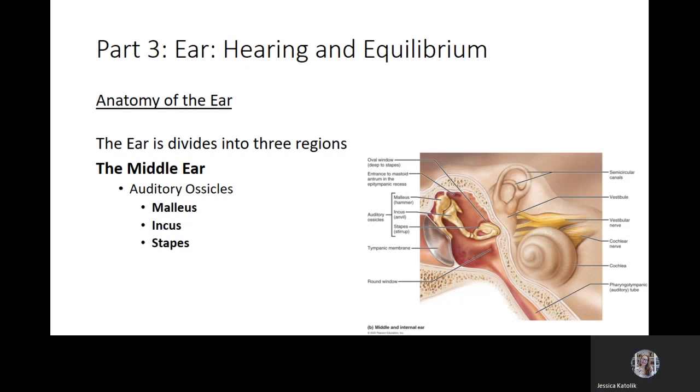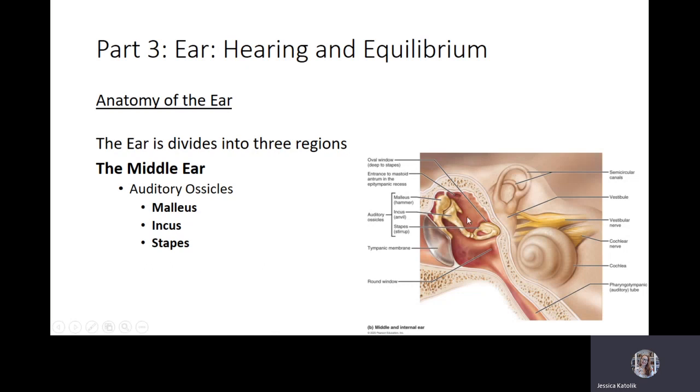And they are named based on their structure. So let's talk about them. This one is going to be the malleus. This one will be the incus, and this will be the stapes. Malleus gets its name because it's not only going to look like a hammer, but it also is going to act like a hammer when we're looking at the conduction of sound.